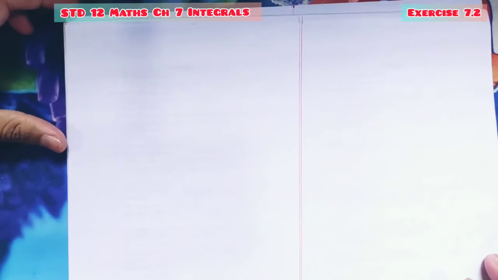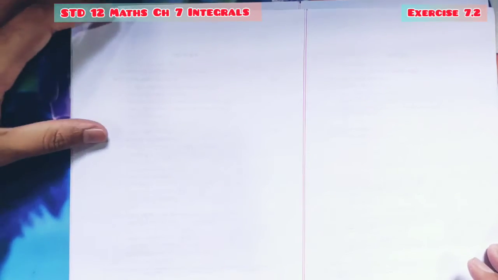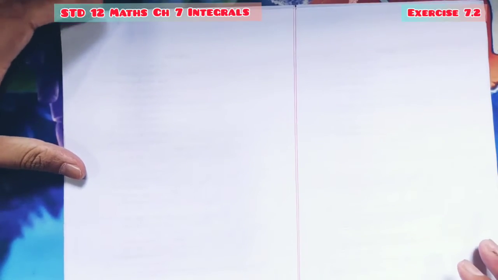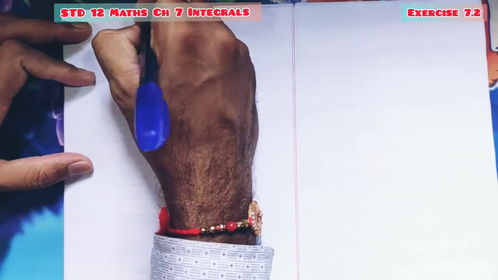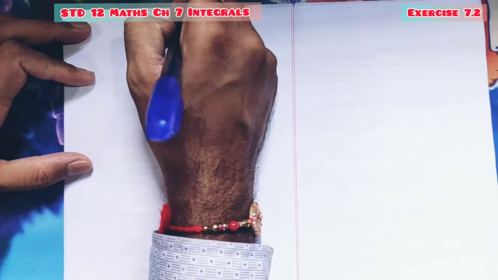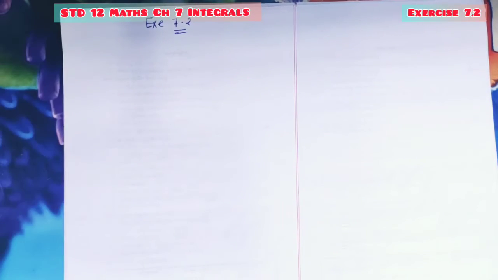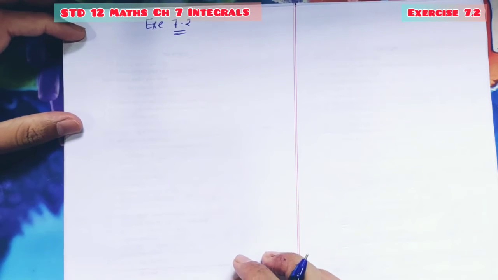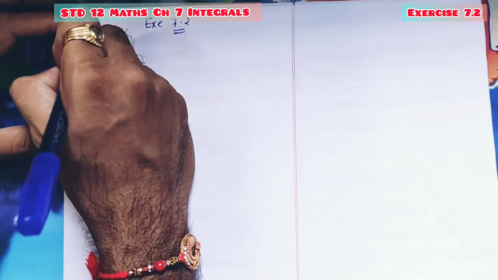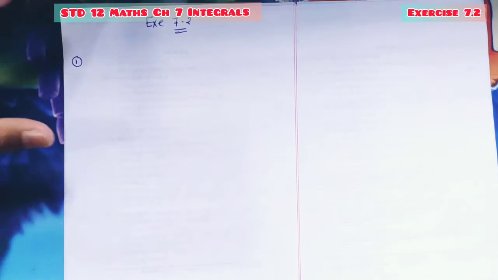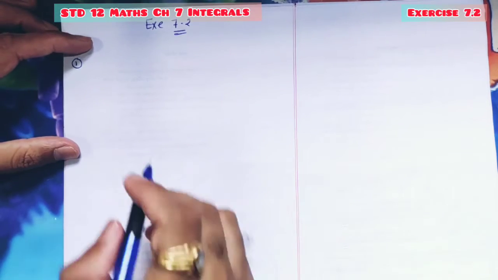Exercise 7.2. We will try all the sums. So exercise 7.2, integrate the following functions with respect to x. So first one, here you have to use the method of substitution. So see how to apply the method of substitution.